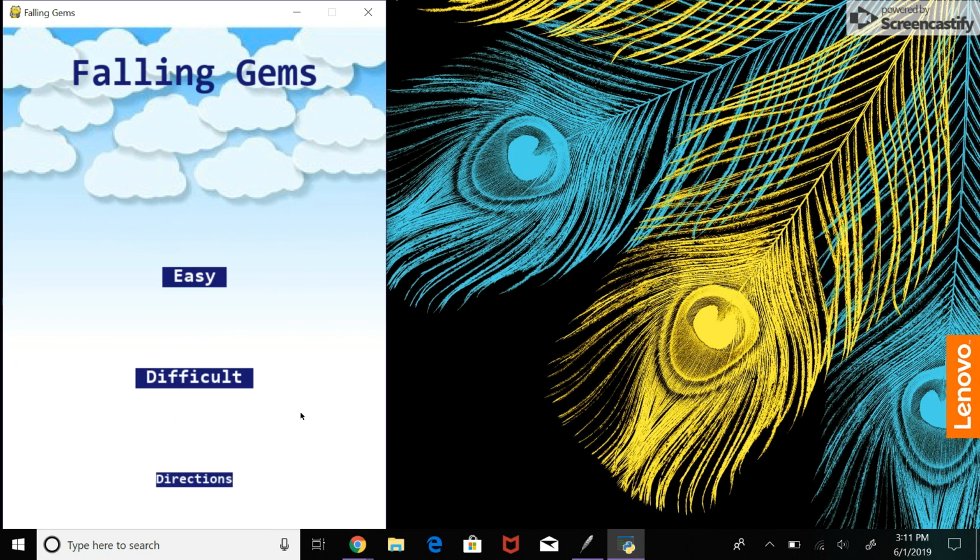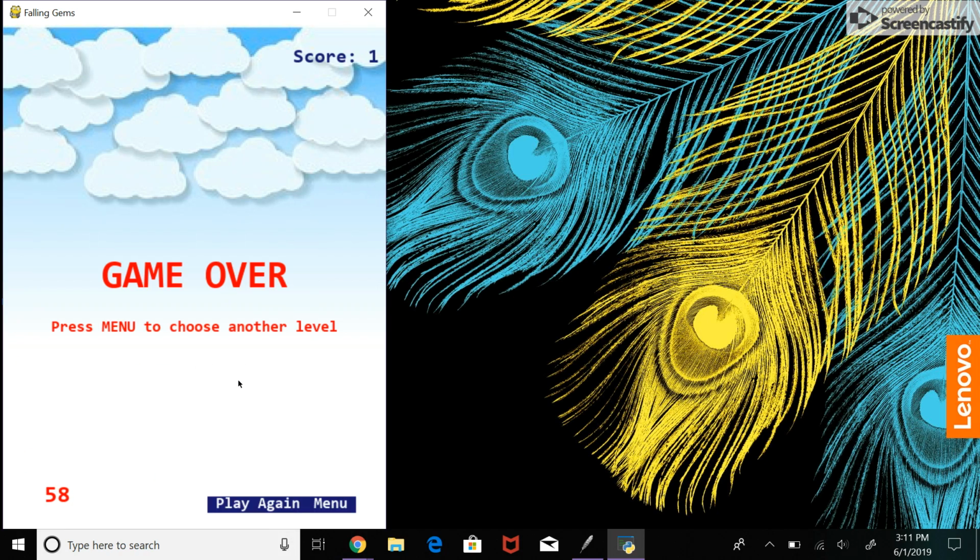Now I can just click that to go to the menu at any given time when I'm playing a game, and I can go to a different level. And as you can see there, with the difficult level, the gems are falling from the top of the screen at a much faster pace.